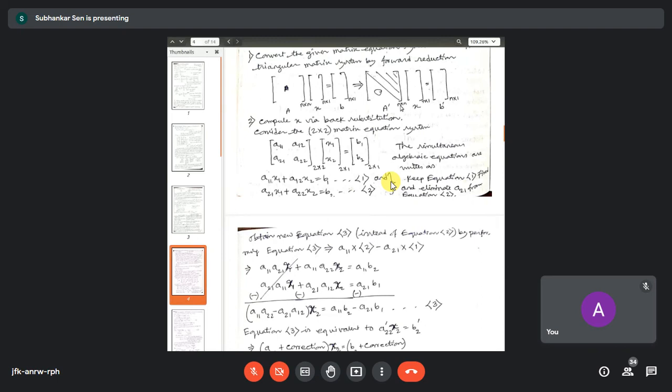So if n becomes 2, then we can consider this same matrix with n equals 2, and it becomes this matrix. When it is upper triangular, it means that this A21 will be 0. If A21 is 0, then you get an upper triangular matrix. A21 being 0 means A22 will be modified and B2 will also be modified. Then you can solve for x2 and easily for x1.